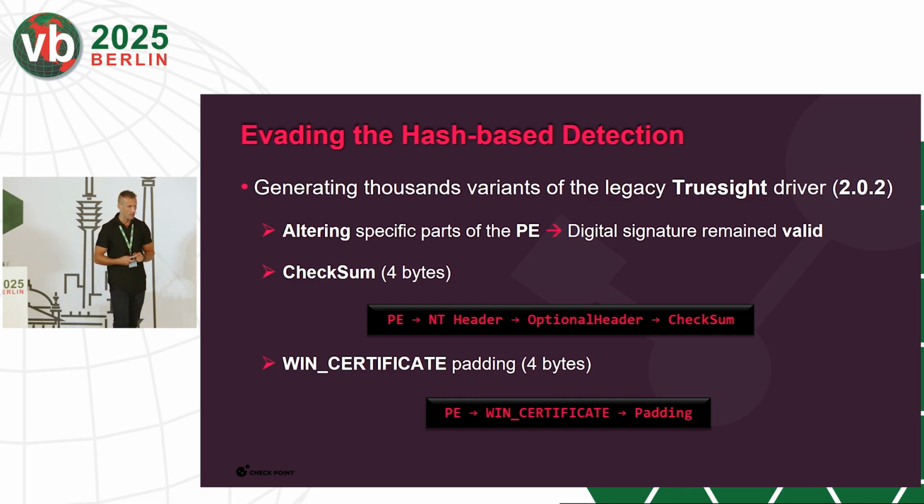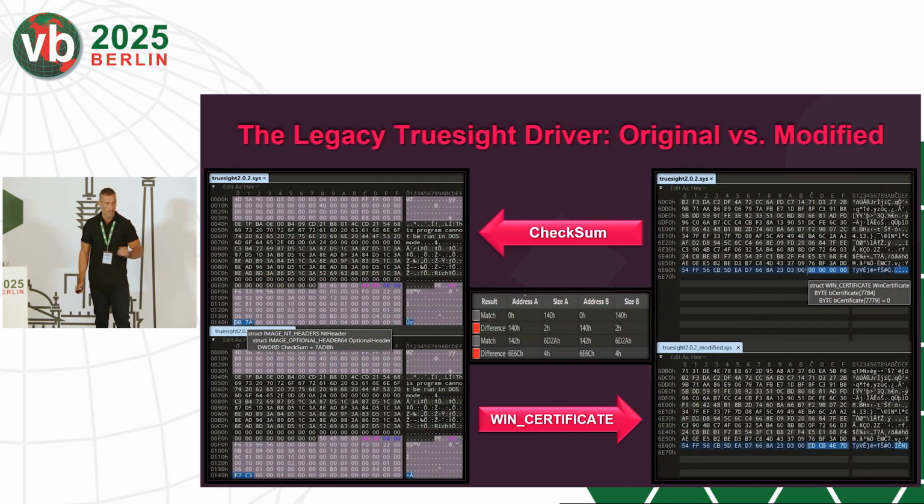They changed 4 bytes in the PE optional header checksum, and probably because they got a little bit over 4 billion different variants, and it was not enough, so they decided to change also other things, and it was the WIN_CERTIFICATE structure padding, another 4 bytes. Regarding the checksum, we can see the original and modified. It's kind of simple, we all know what the checksum field is in the portable executable format.